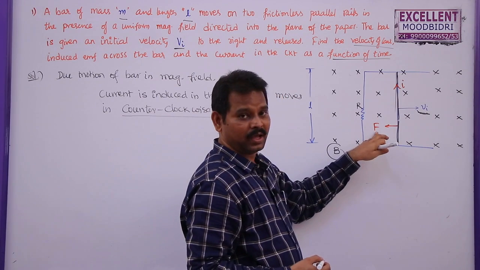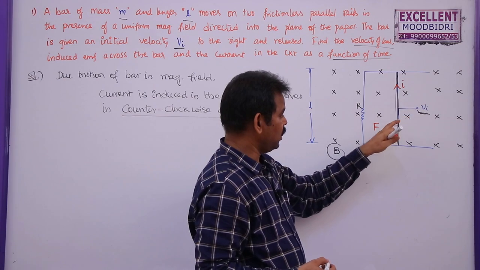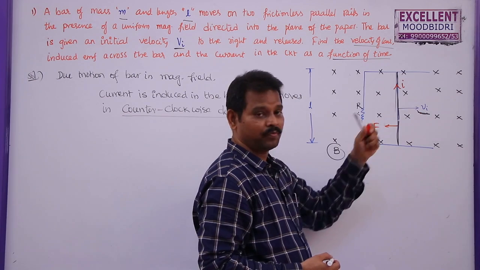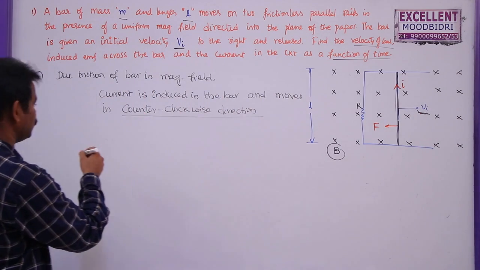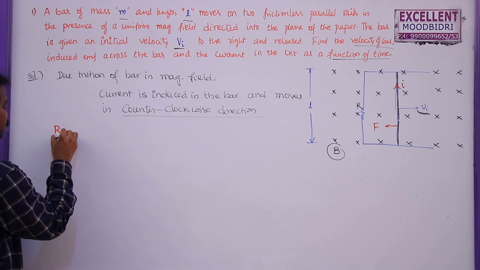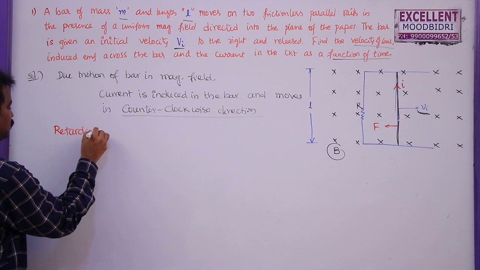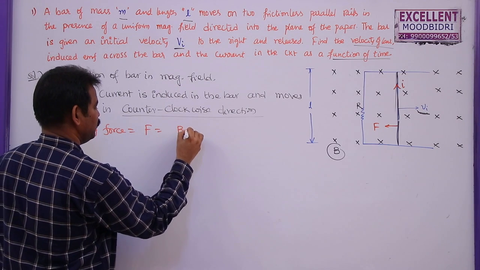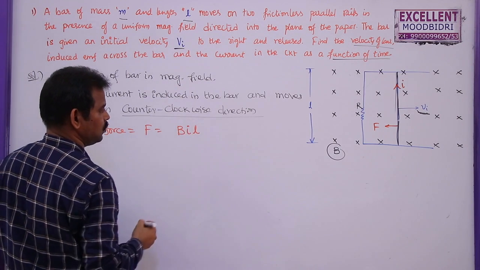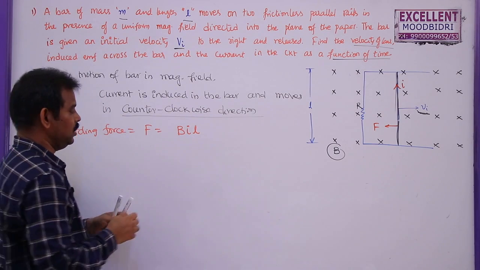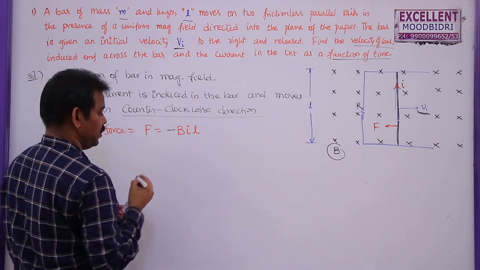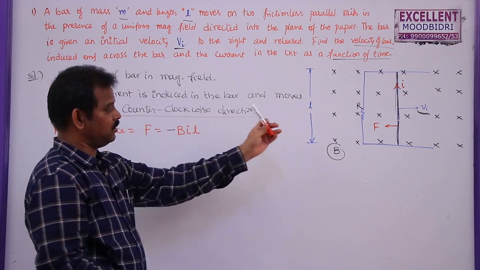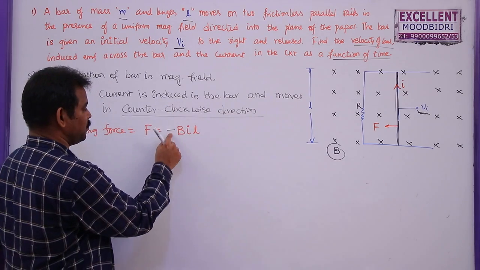So this is not the accelerating force here, this is a retarding force as it is opposite to the direction of motion of the conductor. So what is the retarding force? The retarding force is nothing but the magnetic force. Retarding force, which is equal to magnetic force, is given by BIL. According to the formula, F is equal to BIL sin theta. Here I can write minus. Why? Because the velocity of the bar is towards the right side, the force is acting towards the left side. That's why I am keeping minus here.